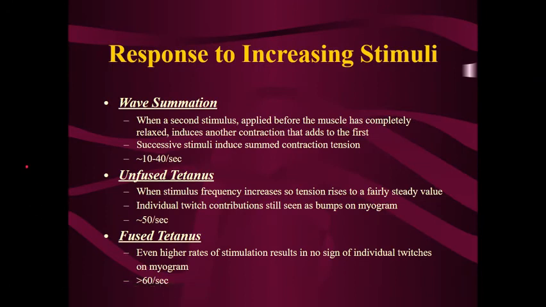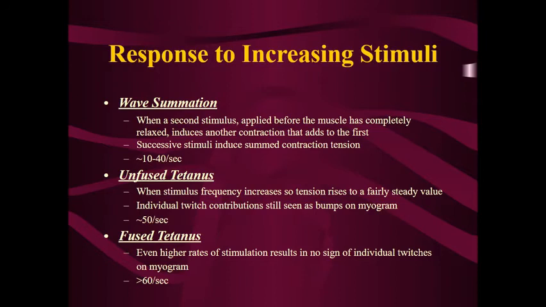So wave summation is when a second stimulus is applied before the muscle is completely relaxed, and that induces another contraction that adds to the first. So the successive stimuli induce a summed contraction tension. Unfused tetanus is when the stimulus frequency increases, so the tension rises to a fairly steady value. The individual twitch contributions are still seen as bumps on a myograph because we're still seeing the relaxation period start before the next stimulus is given.